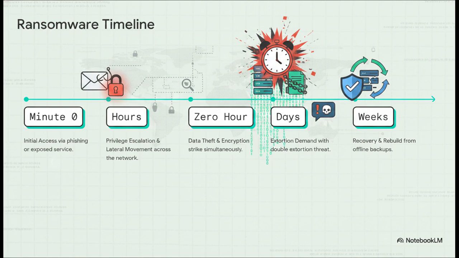At minute 0, the attacker gains initial access, maybe through a phishing email. Then, over the next few hours, or even days, they quietly engage in privilege escalation and lateral movement, basically sneaking around the network to find your most valuable servers and backups. Then, at 0 hour, boom, they strike.